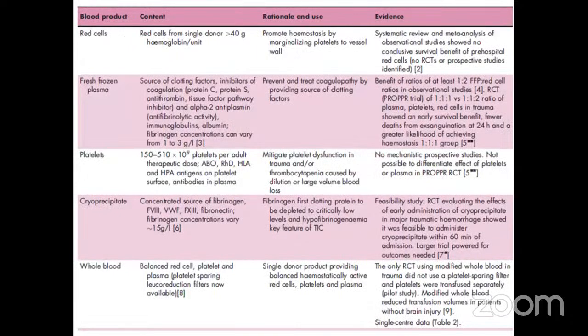And these are the various blood products which we come across. Coming to the red cells, we usually give them in the massive transfusion protocol. For FFPs, the PROPPR trial, which is a randomized controlled trial, was done comparing 1:1:1 of plasma, platelets, and red cells in trauma versus 1:1:2. And the early survival benefit is observed. The greater likelihood of hemostasis is achieved with the 1:1:1 group compared to the 1:1:2 group.